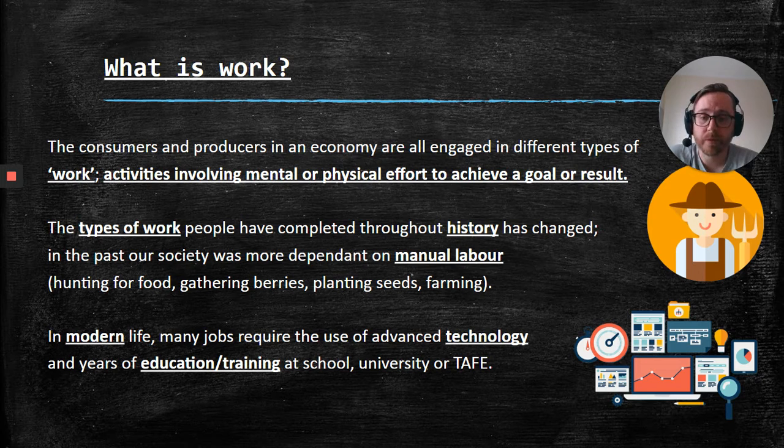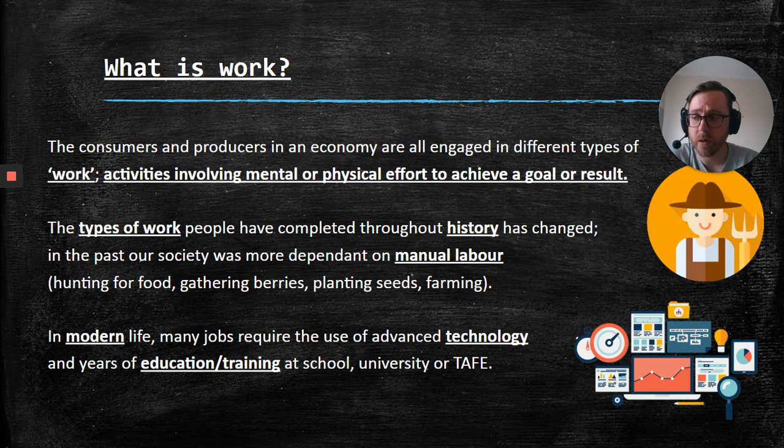The types of work people have completed throughout history has changed. In the past, our society was more dependent on manual labor. So in the past, you used to have to hunt for food, gather berries, plant seeds. It was a lot more farming based in the past. But in modern life, many jobs require the use of advanced technology and years of education and training at school, university, or TAFE. So the requirements for my job, at least, have changed throughout history.